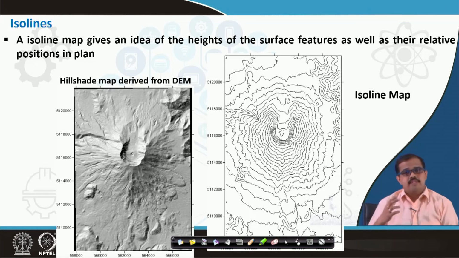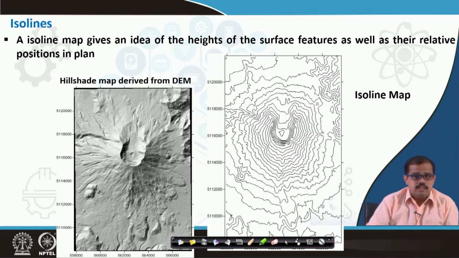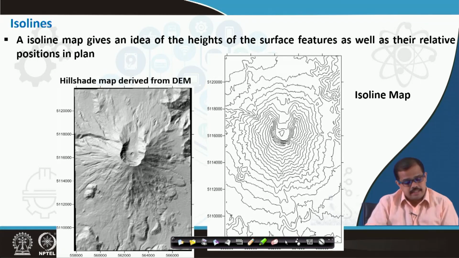Wherever you need an idea of height, you can use an isoline, where surface features as well as relative position in the plan are shown. For example, here is a hillshade map that has been developed from the DEM. We will also develop the hillshade map in our practical classes.